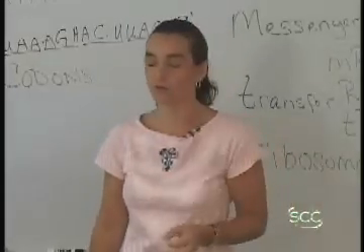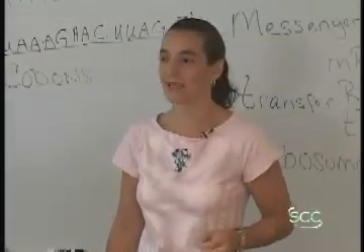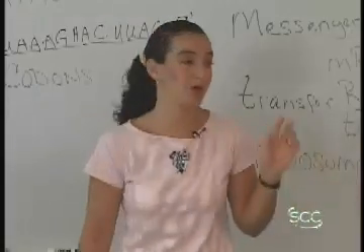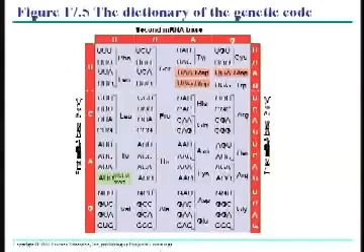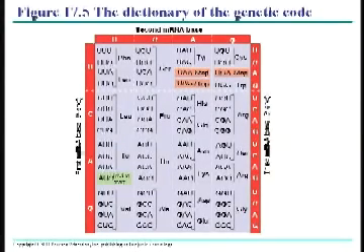And the code is universal. The code is the same across the board, no matter what kind of organism you are talking about, no matter what kind of DNA sample you're looking at or gene that you're looking at. This genetic code here, and it's on a chart. It's not a chart you have to memorize. Charts are there to look at and utilize, not memorize. But this genetic code here represents every possible codon there could be.